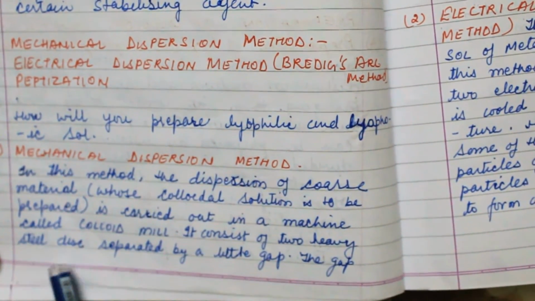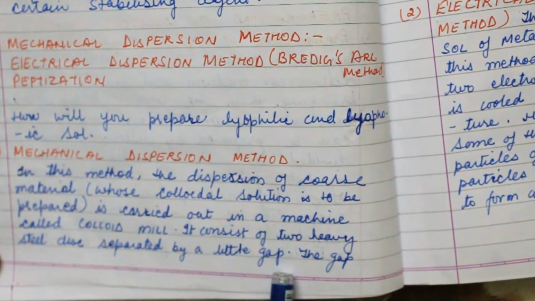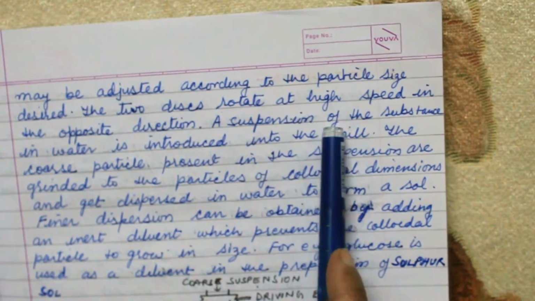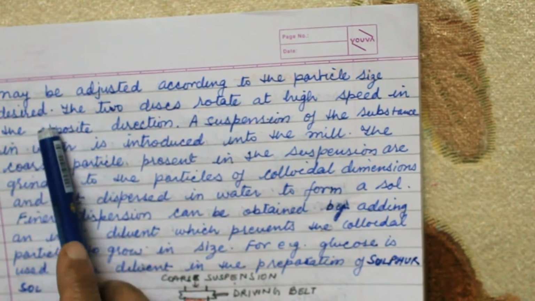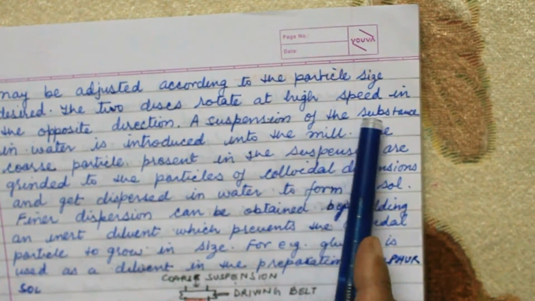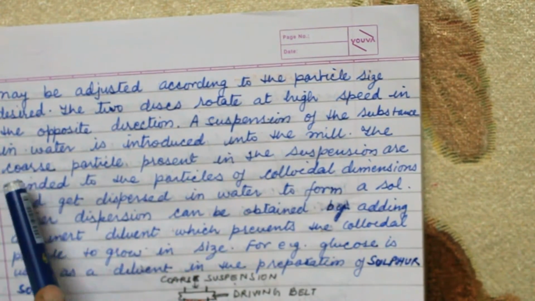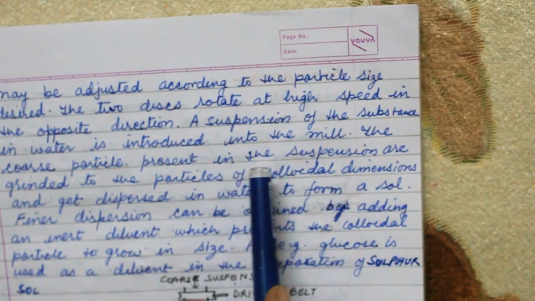It consists of two heavy steel discs separated by a little gap. The gap may be adjusted according to the particle size desired. The two discs rotate at high speed in opposite directions. A suspension of the substance in water is introduced into the mill.